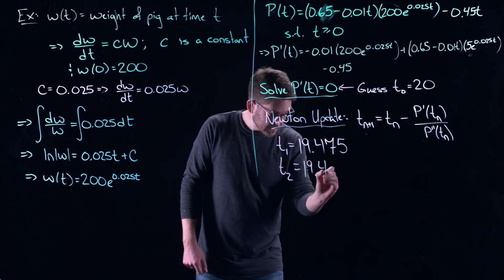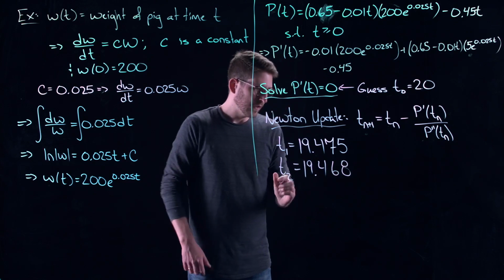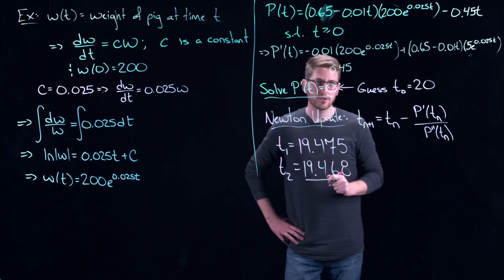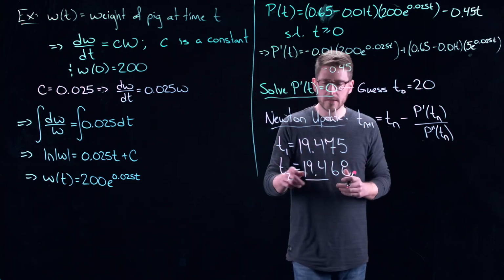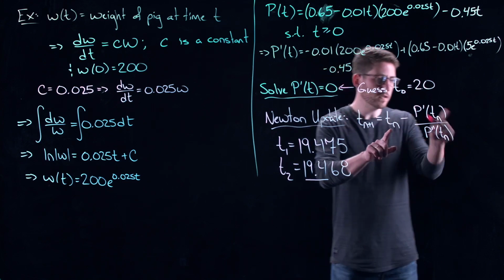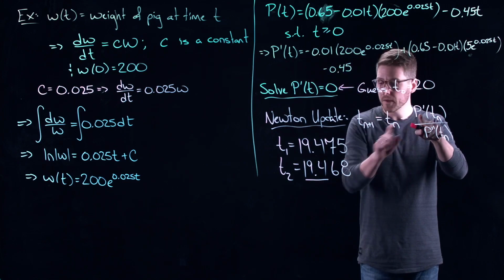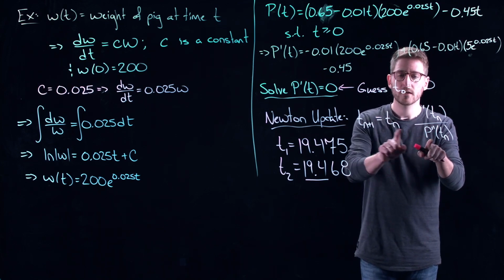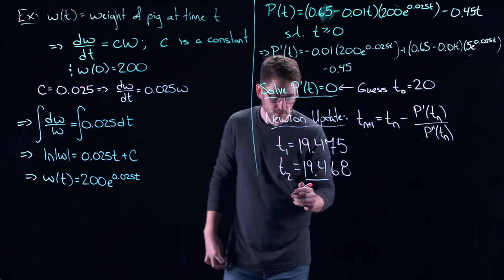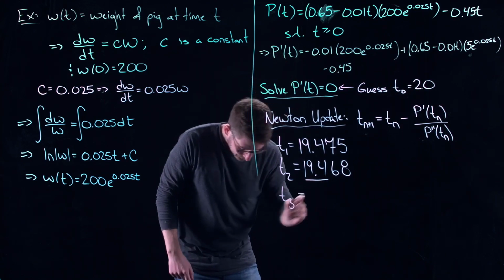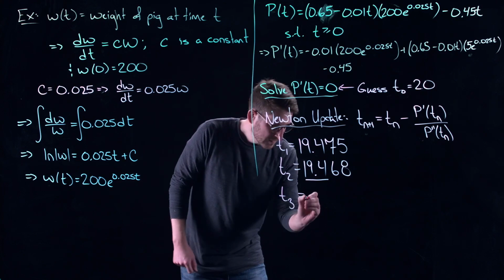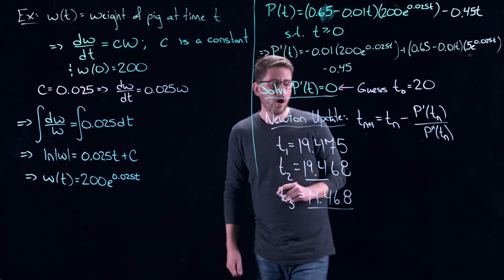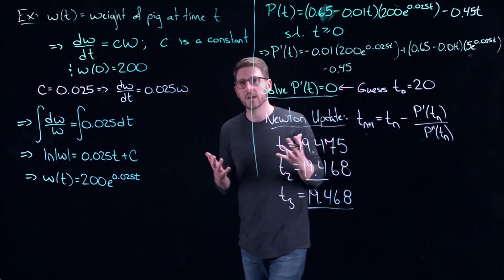19.4 and then 68. Now what I want you to notice is the first 3 digits didn't change. Okay, let's do one more step. If I take T2 and I put it into this right-hand side, I take P prime 19.468 divided by P double prime of 19.468, subtract that off of this T2 value, and now I get T3, and this is equal to 19.468. I got all 5 of the digits that I reported didn't change on iteration, right?